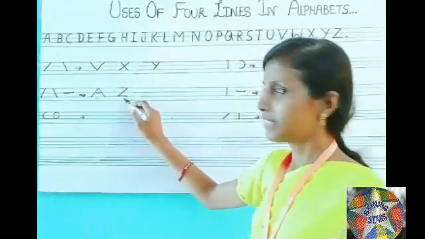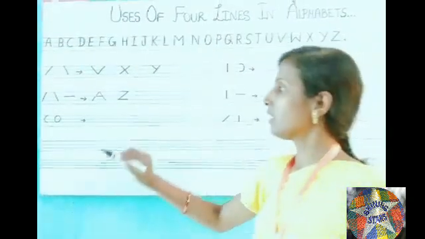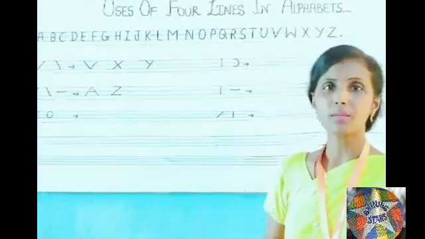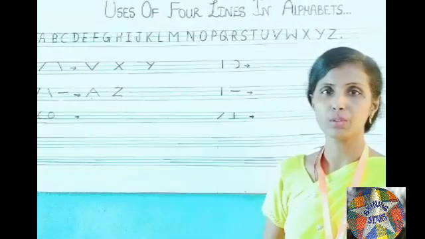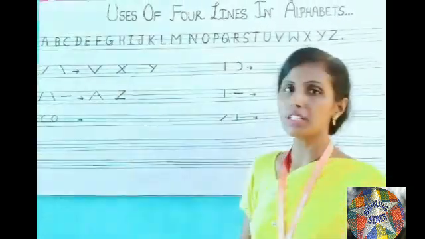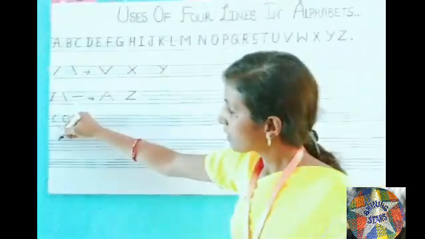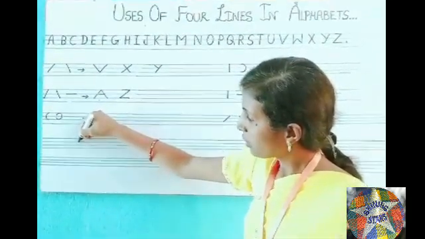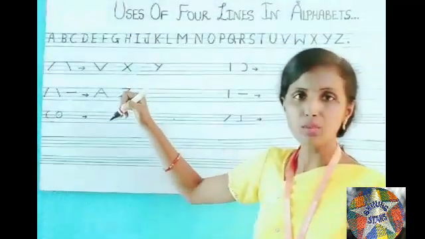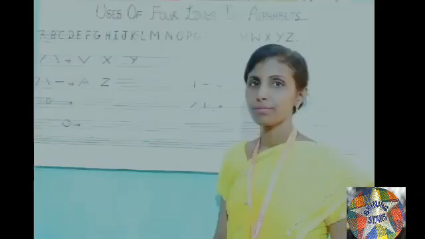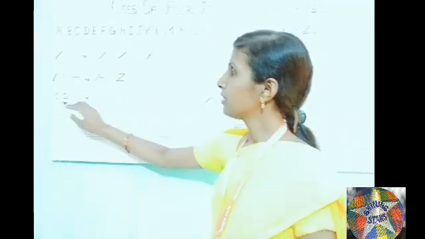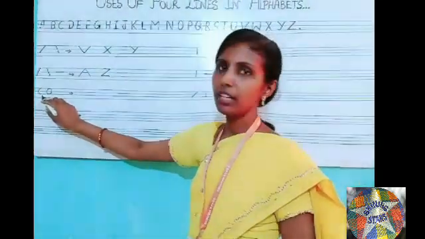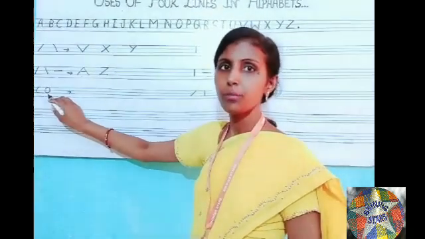A and Z. Understood? Next, we will learn semicircle and circle. We have learned the semicircle and circle in the play class also. So, how do we make a semicircle? If we are using a circle, look at here. 1, 2, 3. In 3 lines, we will make a circle. Now we will learn semicircle and circle. With the semicircle and circle, which alphabets can we make?